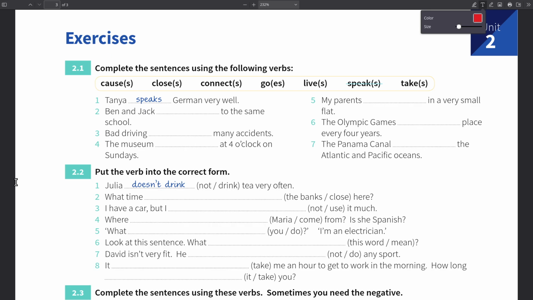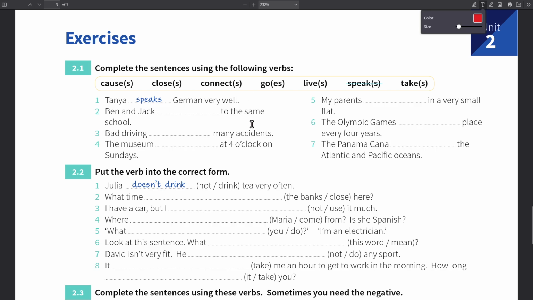Okay, let's start. Complete the sentences using the following verbs. For example, Tanya speaks German very well. We're using speaks because we're talking about the third person. We're talking about Tanya. Okay, let's move on to the next example.